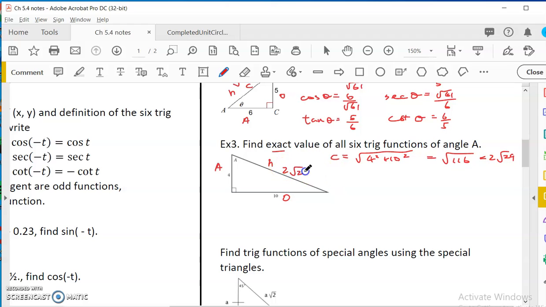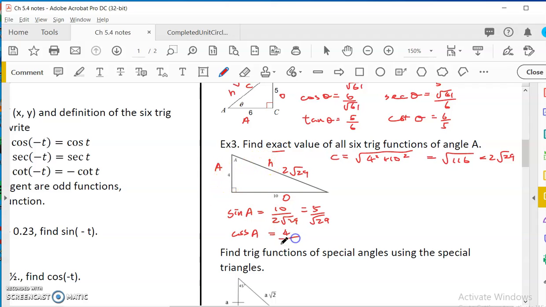2 root 29. So we're ready to write sine A, SOH, O over H. So O is 10. H is 2 square root of 29, so we would say 5 over square root of 29. You can rationalize it or just leave it the way it is. Cosine A would be CAH. CAH is A over H. A is 4.